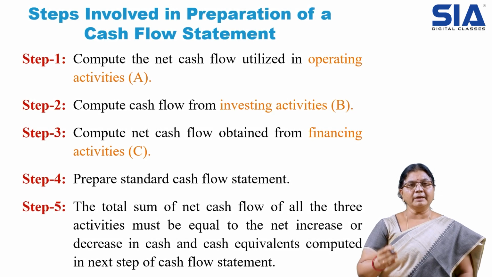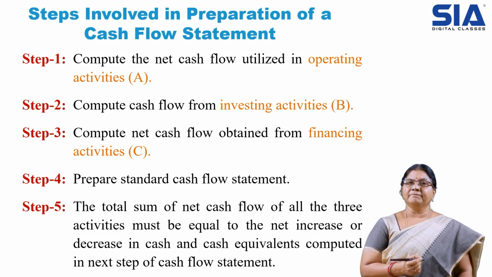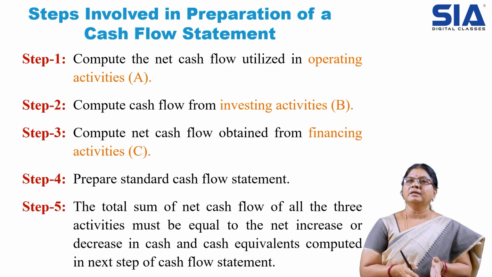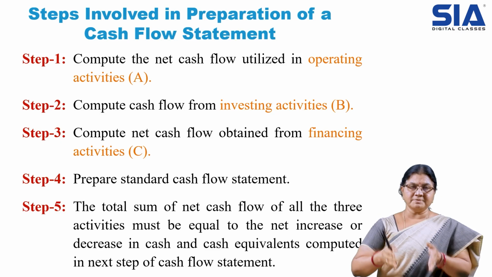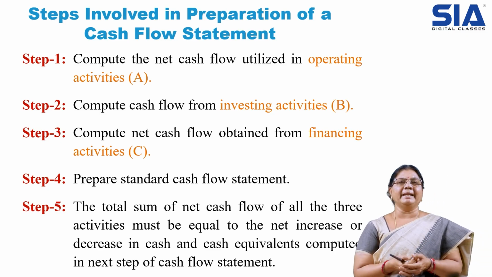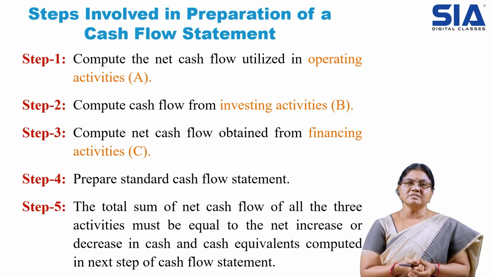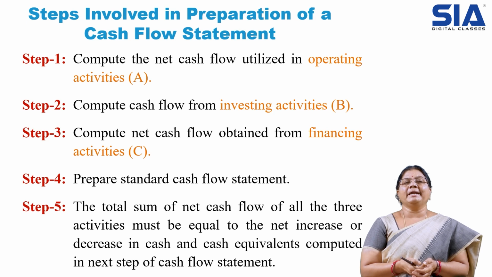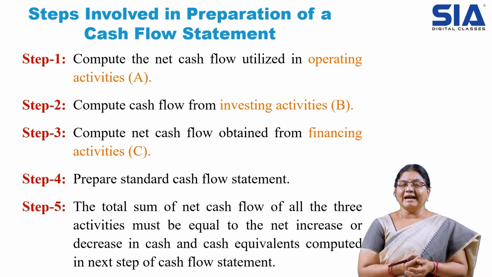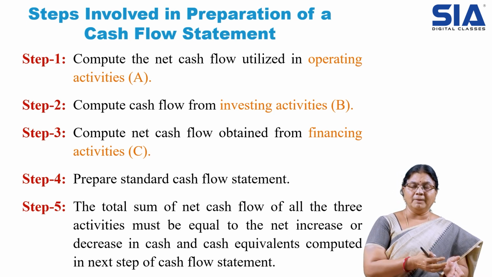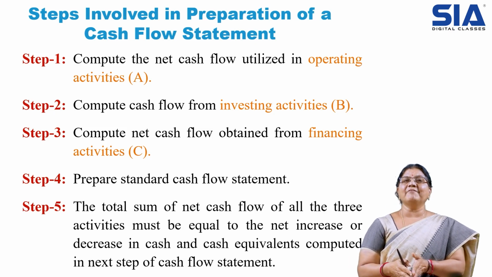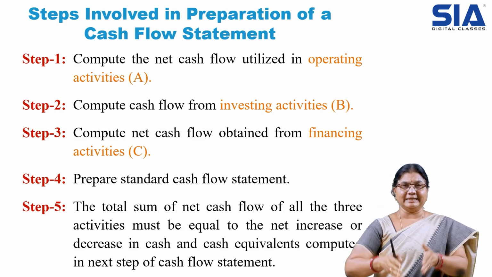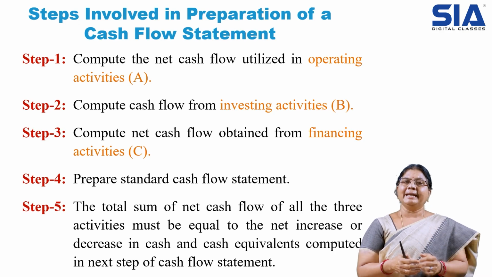Then the steps involved in the preparation of the cash flow statement. Initially, whatever format is there, we have to prepare in that particular format, taking 2 or 3 columns depending on that. First we have to compute the operating activities. According to the given problem, whatever is related to operating activities, we have to put under operating activities, which is denoted by capital A.